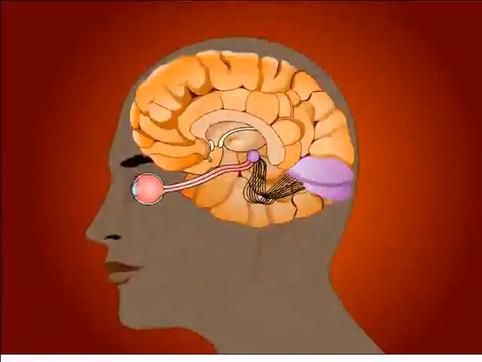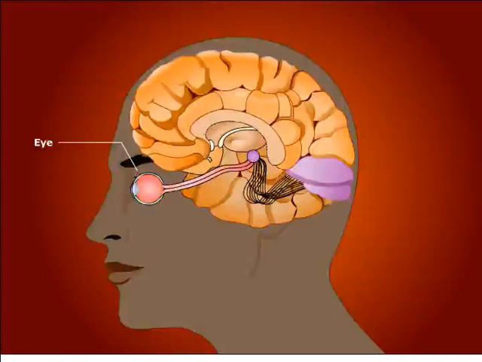Let's take a closer look at the optic tract. In this lateral view, we see the structures of the visual pathway. Light enters the eye through the cornea and continues to the anterior chamber, crossing the pupil, the lens, and the vitreous humor to finally reach the retina.